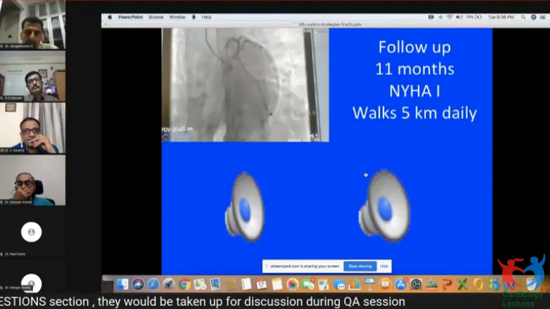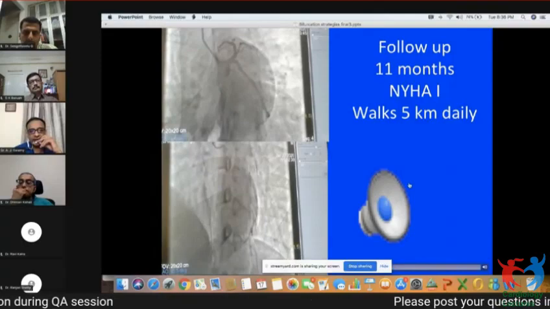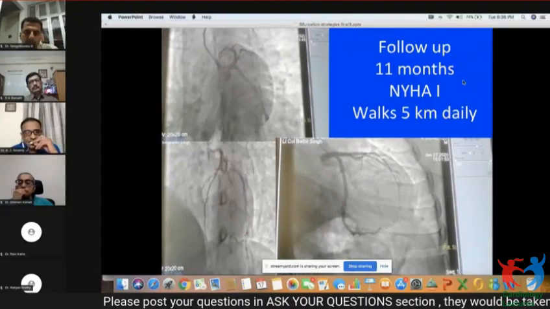This was shared with us by one of my colleagues. This is an 11-month follow-up of this patient done at a different center. It's been shared on the phone, so I'm just showing it. So please pardon me for the quality of the images, but I think it can be seen that the result is very good and he's doing extremely well.